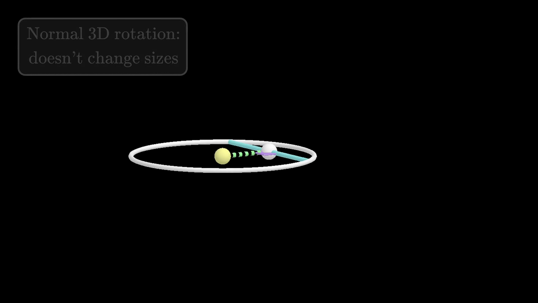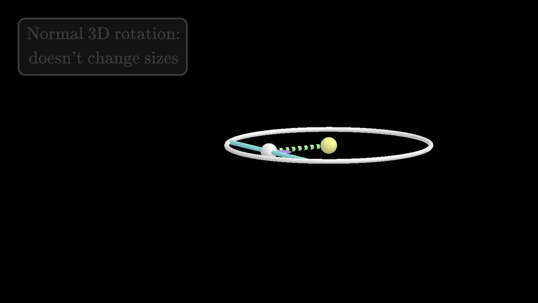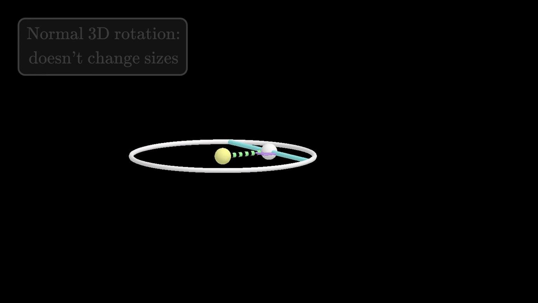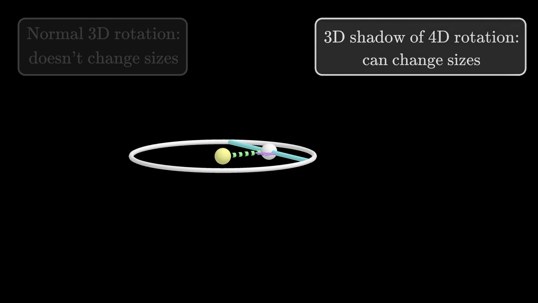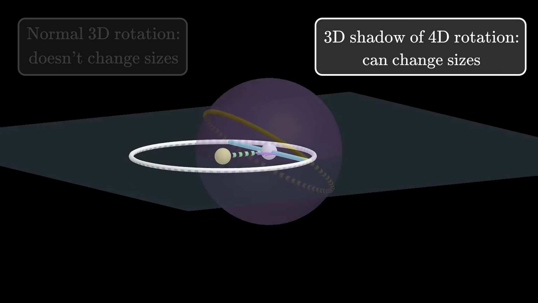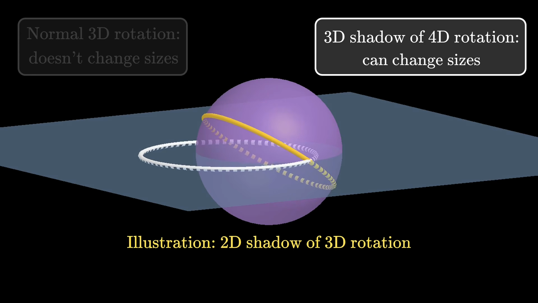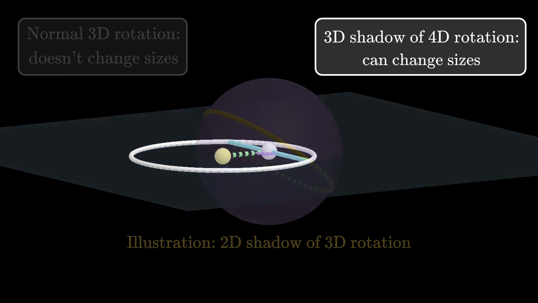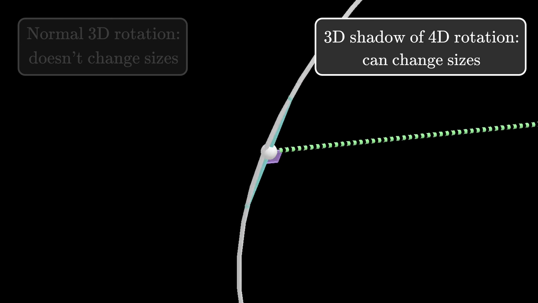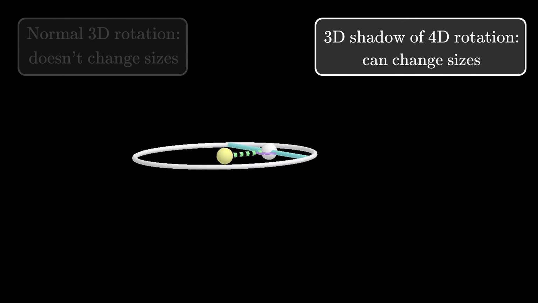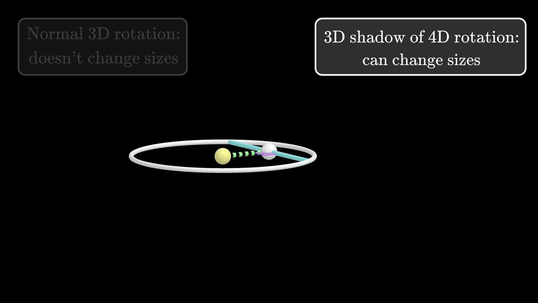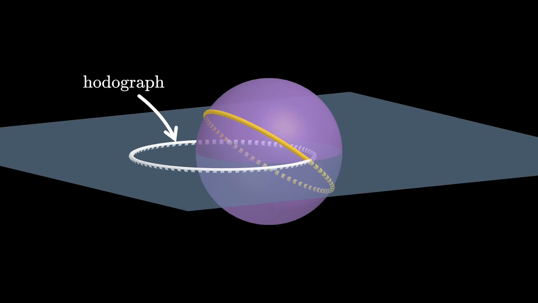In order to see something that changes the size of the hodograph, you need an extra dimension for the stereographic projection. In other words, it's the 3D shadow of a 4D rotation that changes the size of the hodograph. The previous illustration was an analogy depicting a 2D shadow of a 3D rotation, because generally it's really difficult to imagine this as a 3D shadow of a 4D rotation. After all, you can't even visualize the 3-sphere in 4D. But let's go back to the lower dimensional analog.